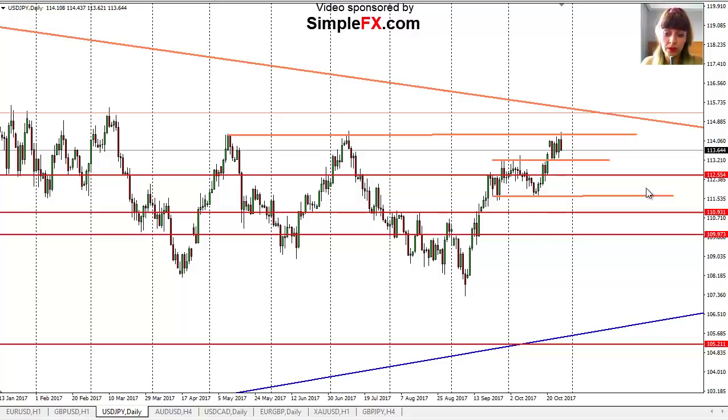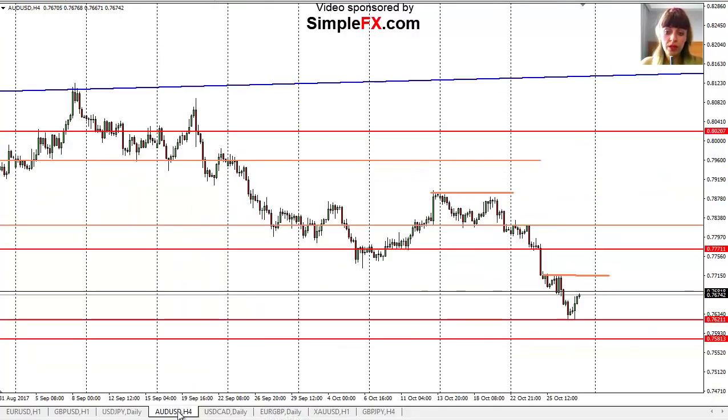I guess it's going to show us in the next couple of weeks, maybe this week and next week. So that's how I see dollar yen. That's my view, but I'm definitely not going in for trades with dollar yen at this moment. It's too wide.